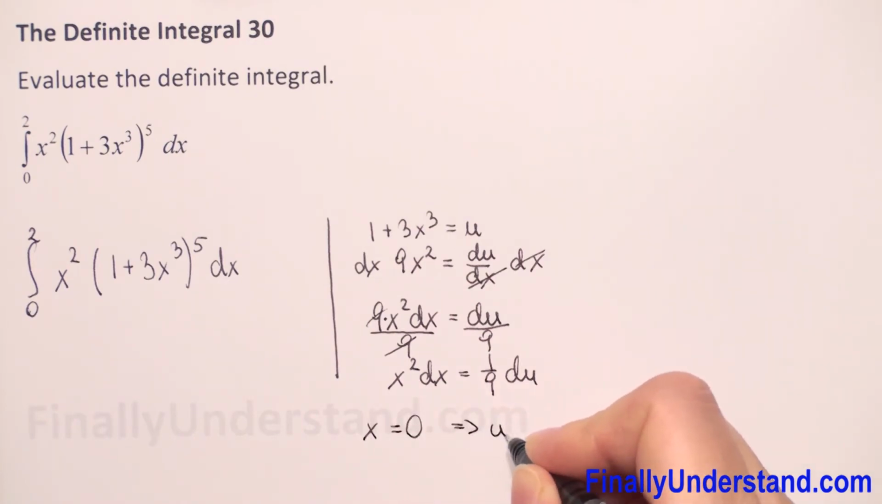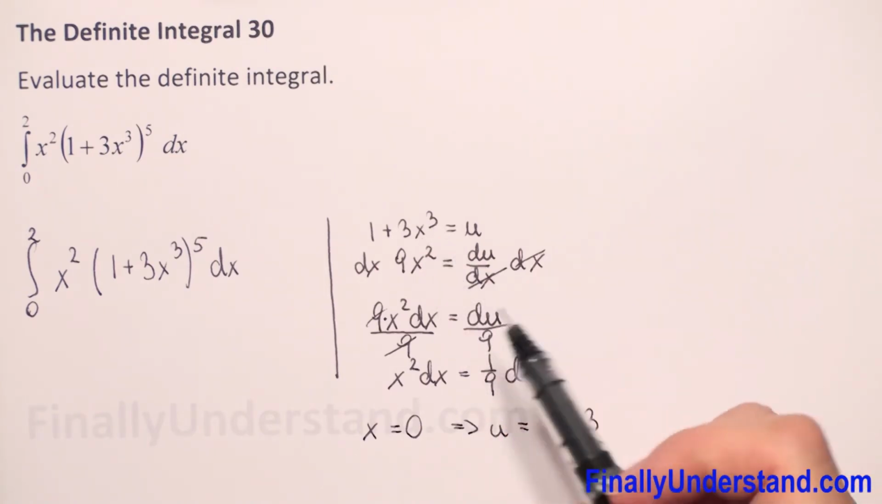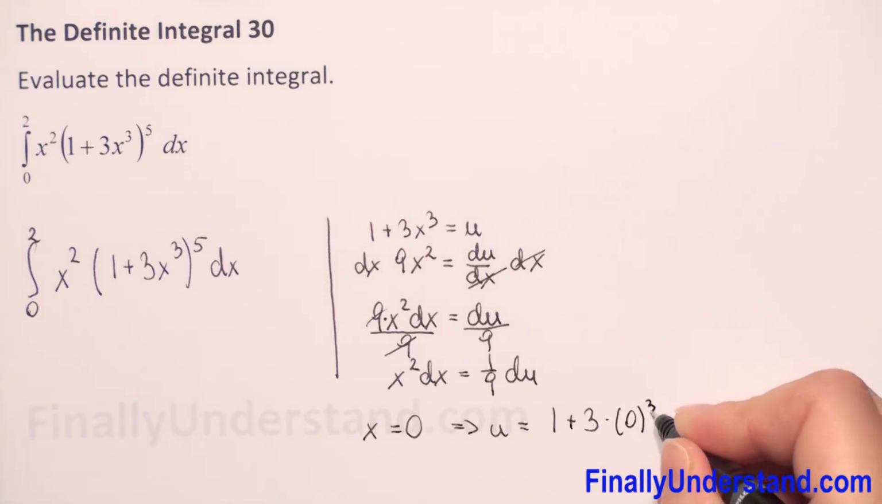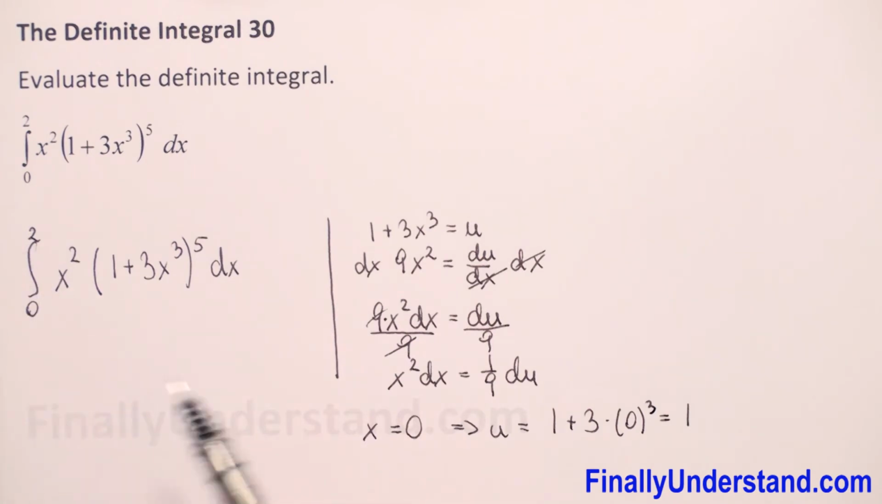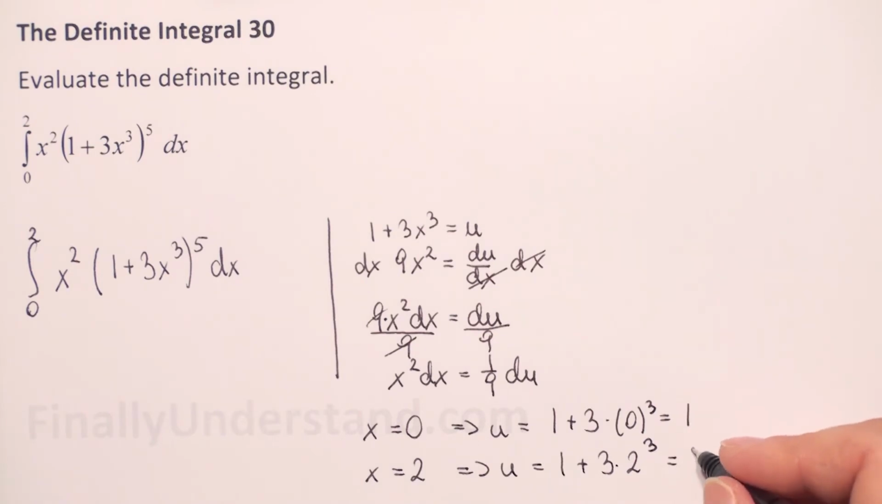Next step, because we have a definite integral, we have to find how much u equals for x equals 0. We will have u equal to 1 plus 3, and we just substitute x by 0, so it will be times 0 to the 3rd power. This is equal to 1. And next we have to take x equals 2, and u is equal to 1 plus 3 times 2 to the 3rd power. This is equal to 1 plus 3 times 8, which is 24, so it will be 25.